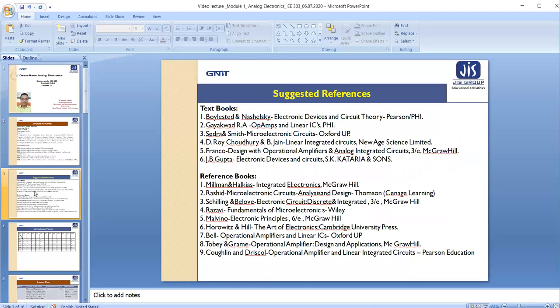These are the suggested references. Textbooks are basically referred to: Boylestad and Nashelsky, Electronic Devices and Circuit Theory; Gaikwad, Op-amps and Linear ICs; Sedra and Smith, Microelectronic Circuits. And these are the reference books. The students can take intellectual help from these reference books to get a clear idea about analog electronics.